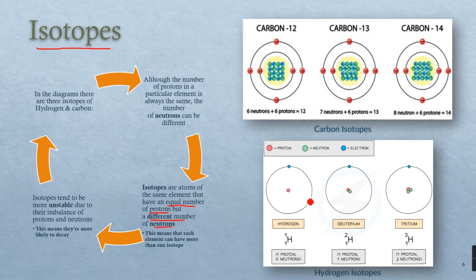In these two diagrams, the hydrogen isotopes share the same number of protons in their center, so they all have one proton. However, the number of neutrons is increasing, starting with 0 neutrons, then 1, and then 2 at tritium. This means that each element can have more than one isotope, as you can see in the figure here, and these isotopes tend to be more unstable due to the imbalance between the proton and neutron numbers. They will most likely undergo decay to reach a more stable, balanced state.